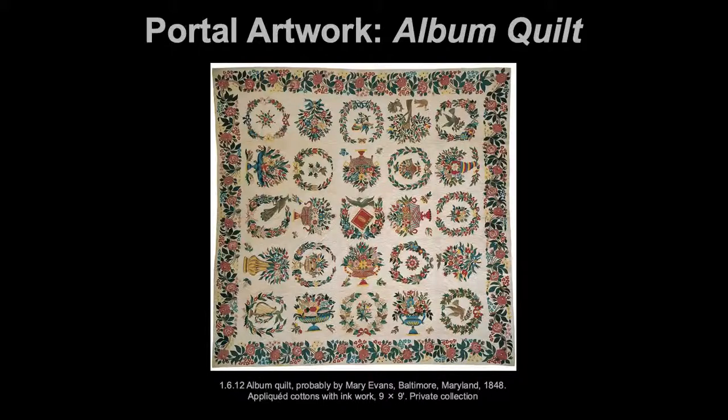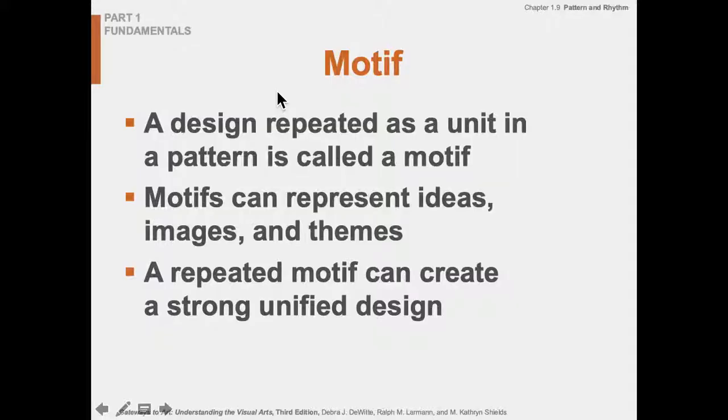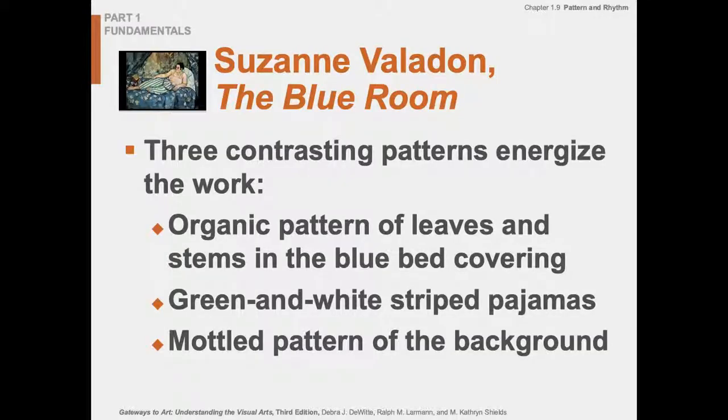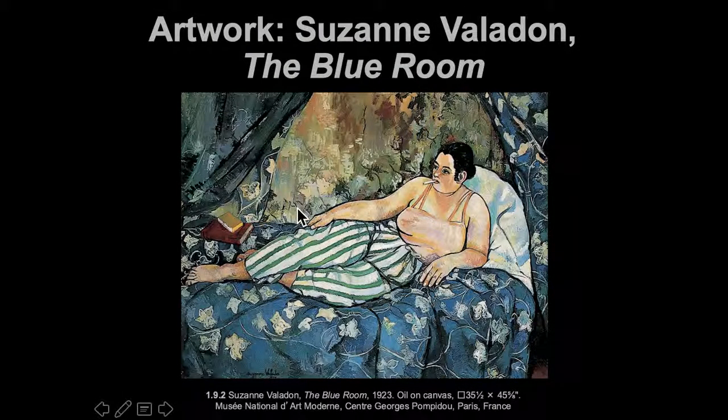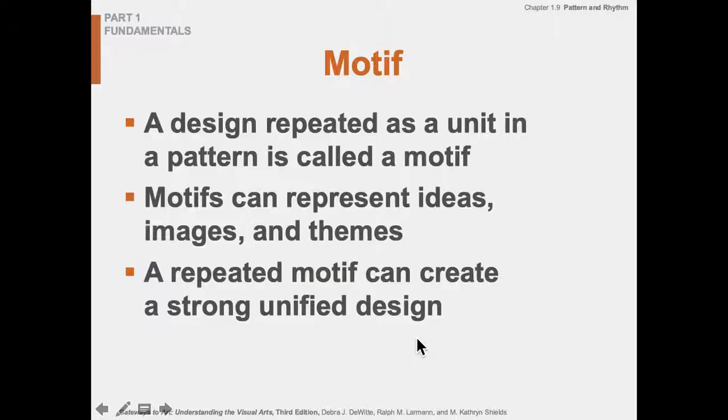All right, we looked at the album quilt before in unity and variety. We do have a pattern that repeats here, and we also have this border, which is an interesting thing. We didn't really talk about that, but it repeats. A motif is a unit, and I use that back here. This leaf design is a motif that repeats. So a motif is a unit, a part of a pattern.